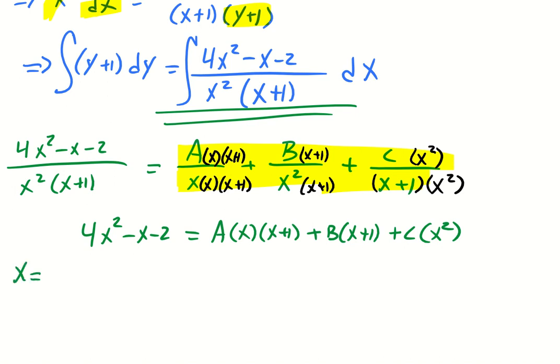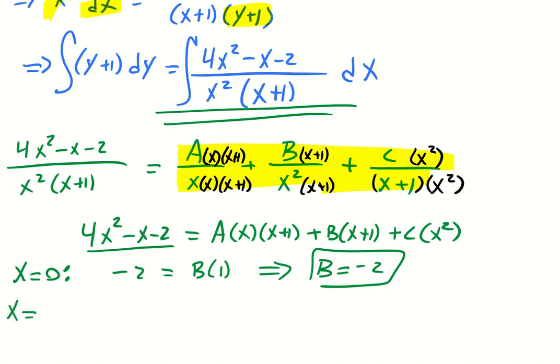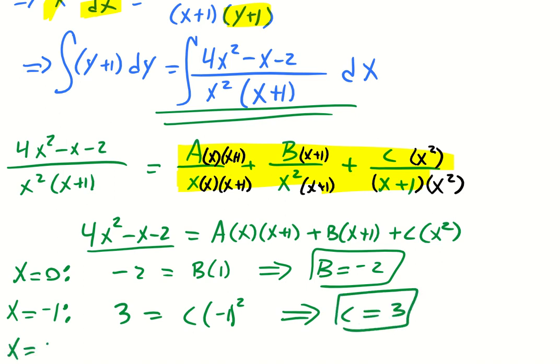The first thing we can try is x equals 0, because if we substitute 0 in, this A would go away, A times 0 is just 0, and this C would go away. So that's a good first start. So the left-hand side, we substitute 0 in there, so then we're just left with minus 2 is equal to what? B times 1, so B must be minus 2. And then we can try minus 1, because that will knock out A and B. So the left-hand side is, that's just 3 is equal to C times minus 1 squared, and so C must just be 3.